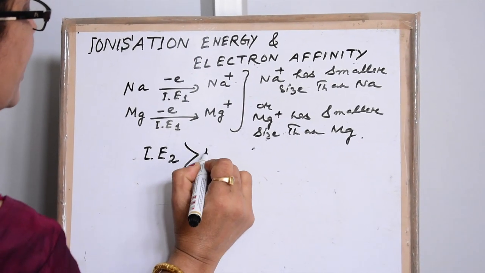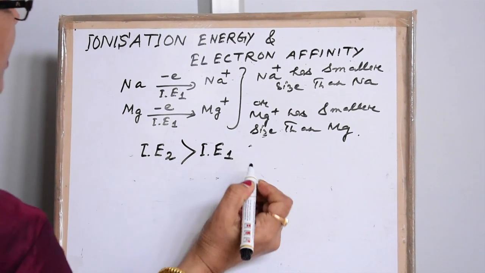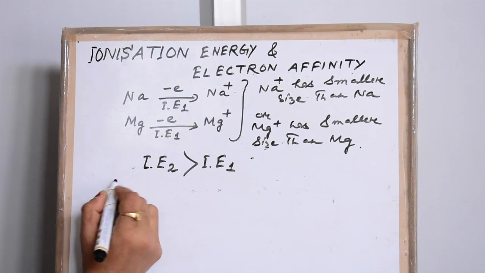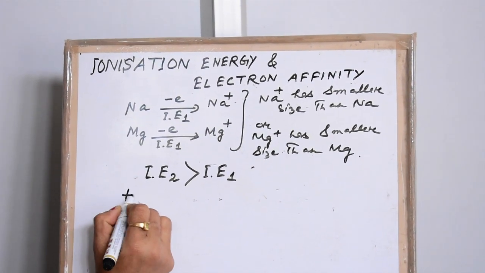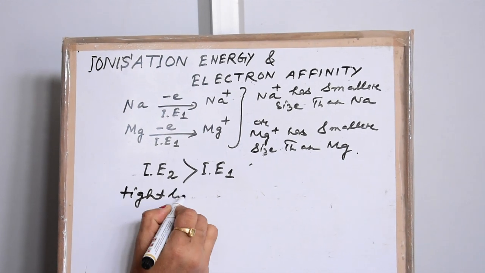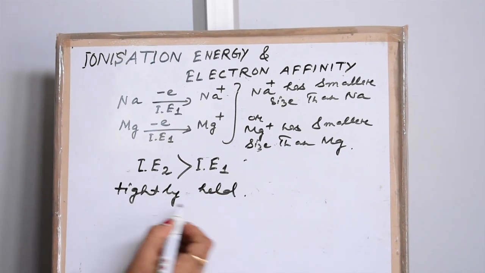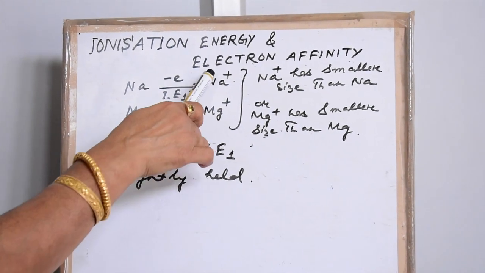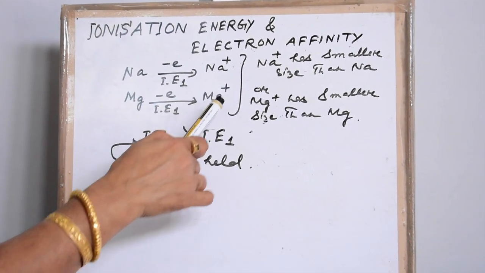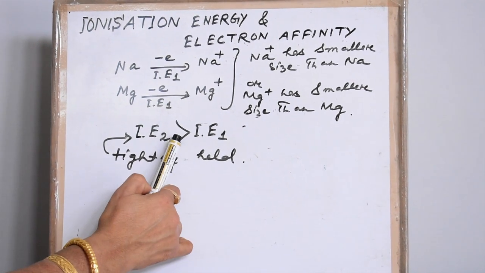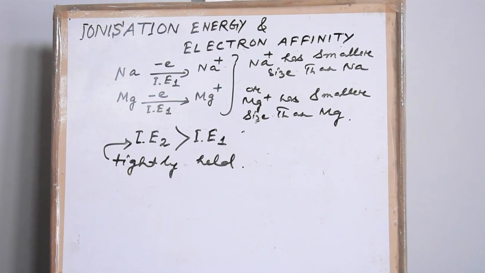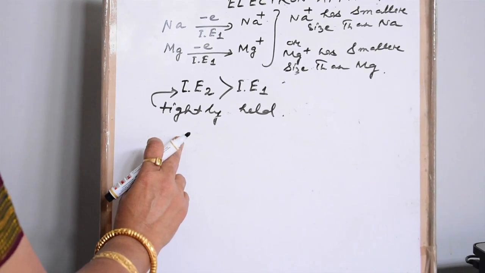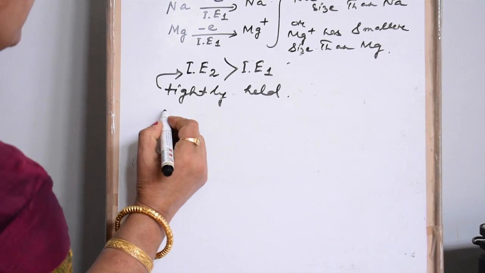The second ionization energy, IE2, is more than IE1 because after removing the first electron, the second electron is tightly held. So the IE2 for both the Na+ and Mg+ ions is more than the IE1. The removal of the third electron is even harder due to the following reasons.